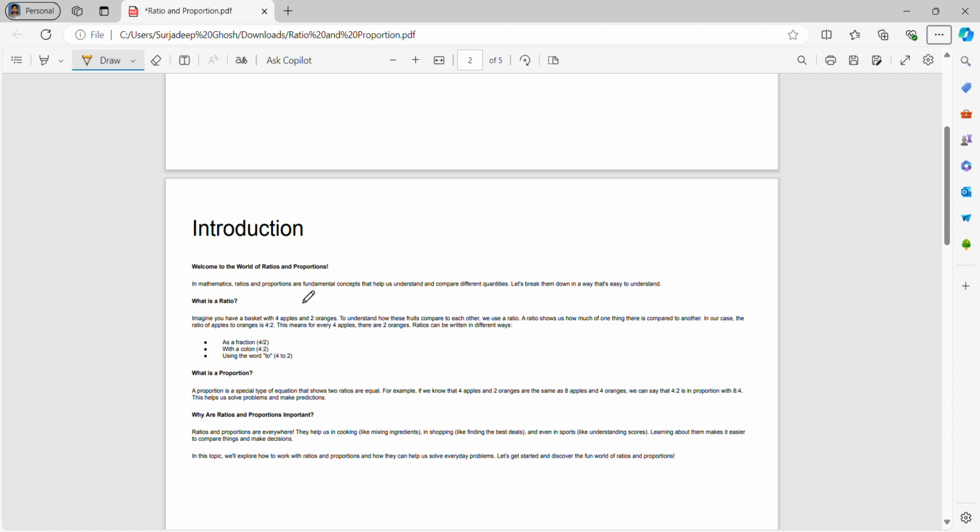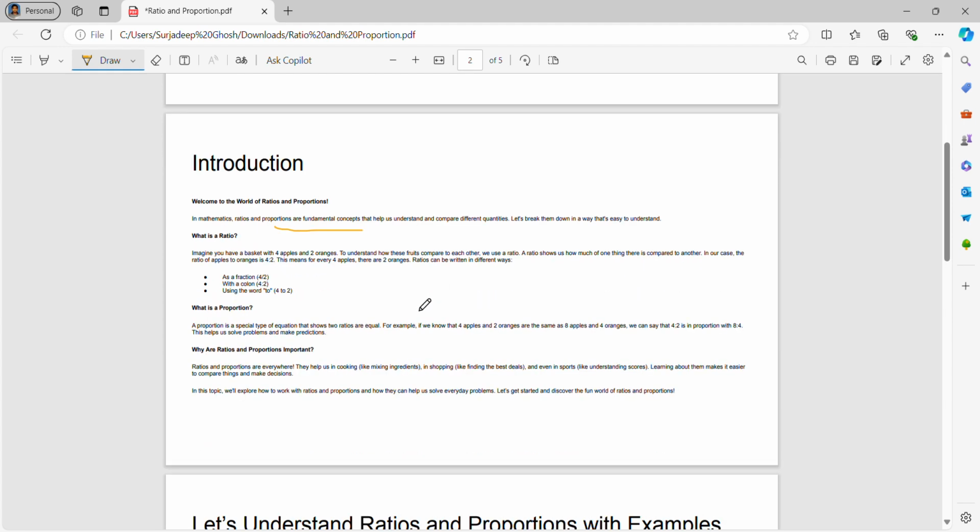Here it is written that in mathematics, ratio and proportions are fundamental concepts that help us understand and compare different quantities. Let's break them down in a way that's easy to understand. Actually, ratio and proportion are used to compare different quantities. So what is ratio?